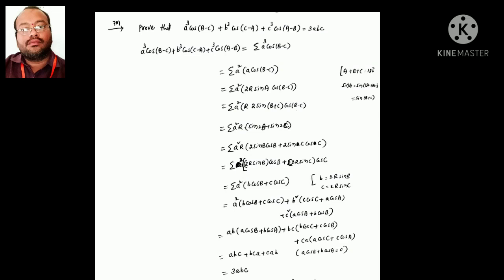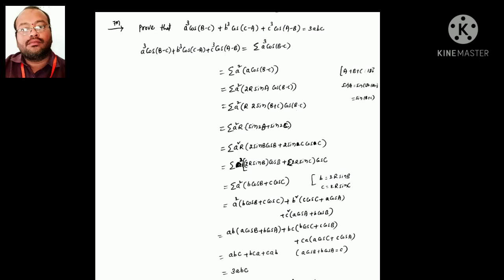In the next question, a cube cos b minus c plus b cube cos c minus a plus c cube cos a minus b is equal to 3abc. First take the LHS part. So instead of writing all places, apply sigma for that: sigma a square into a cos b minus c. A can be written as 2r sin a, and sin a can be written as sin of b plus c. Why? Because a plus b plus c is equal to 180 degrees.